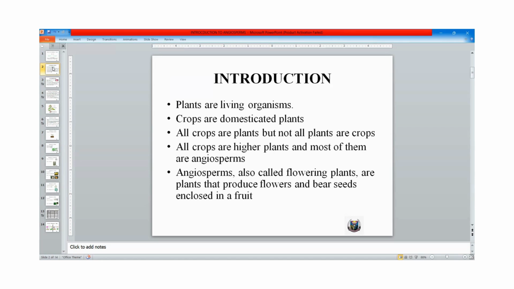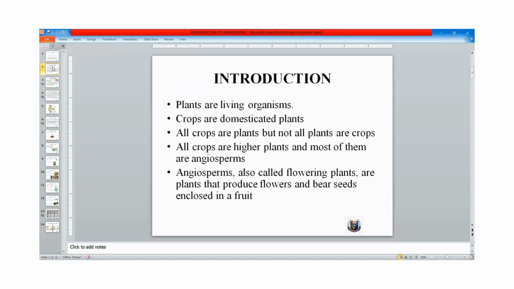These crops form our food, give us fiber for our clothes, and give us raw materials for industry. All crops are higher plants, and most of them are angiosperms.